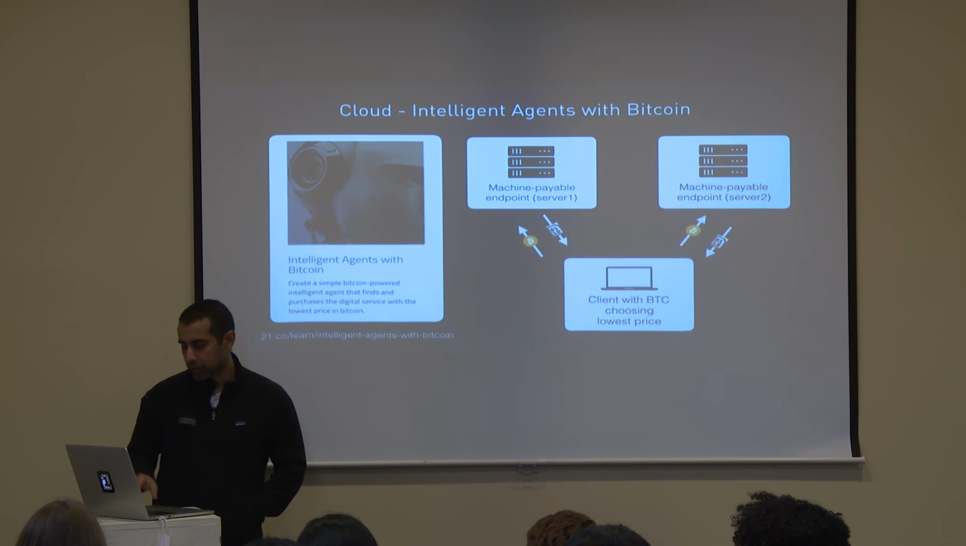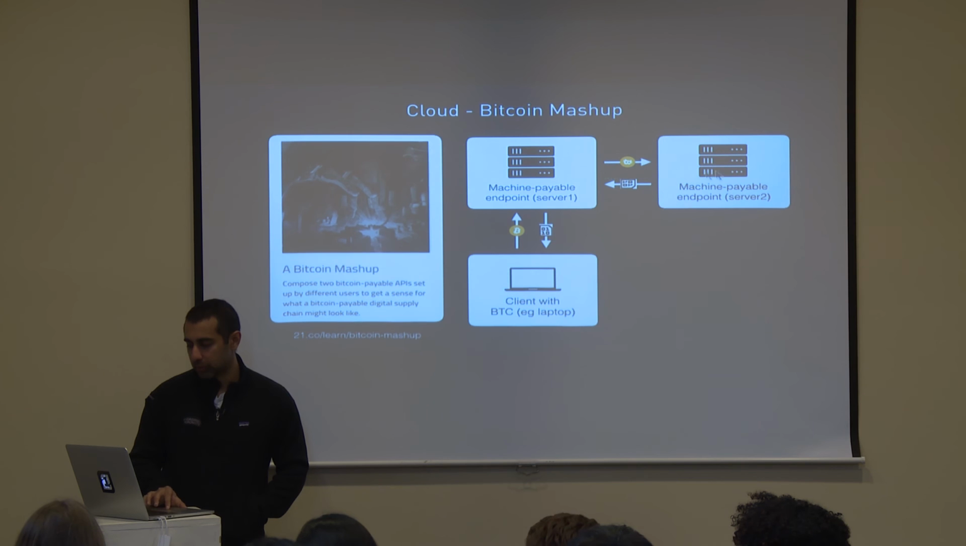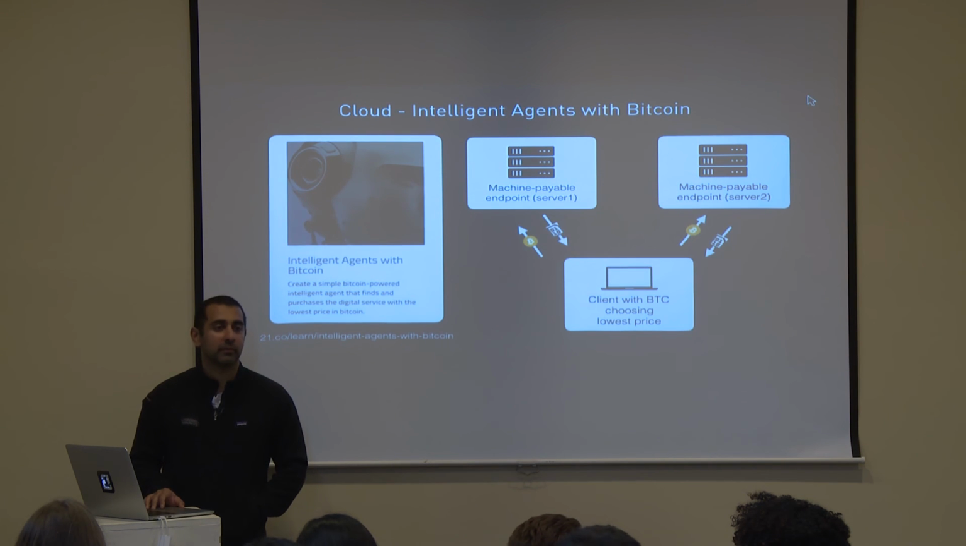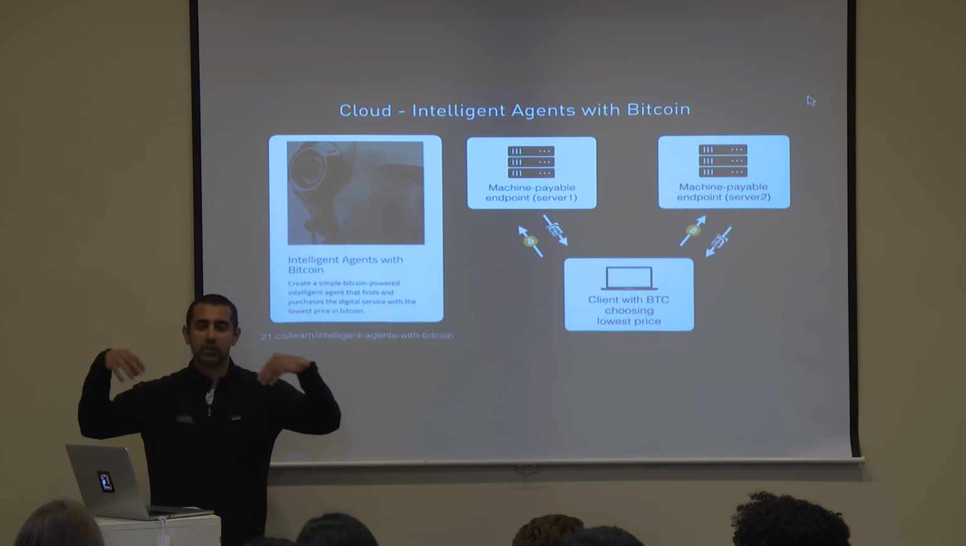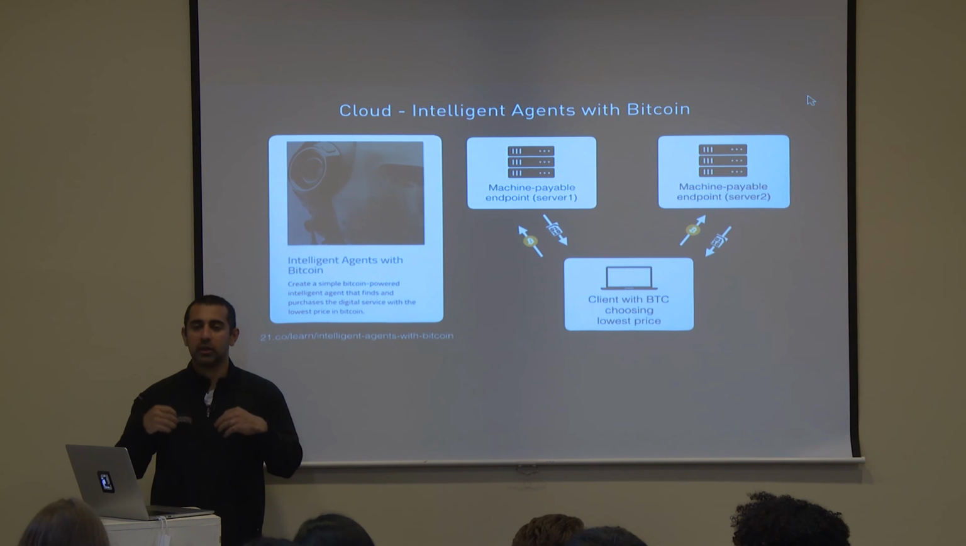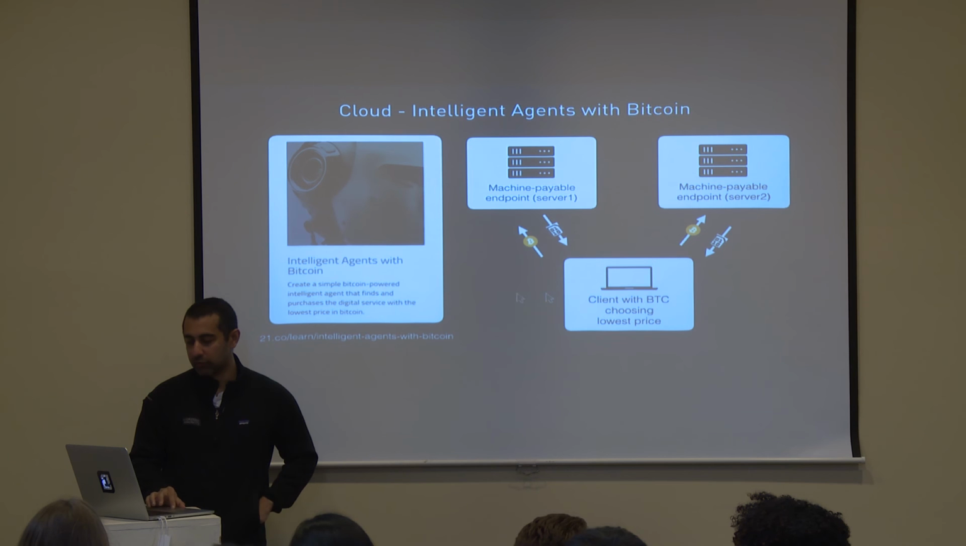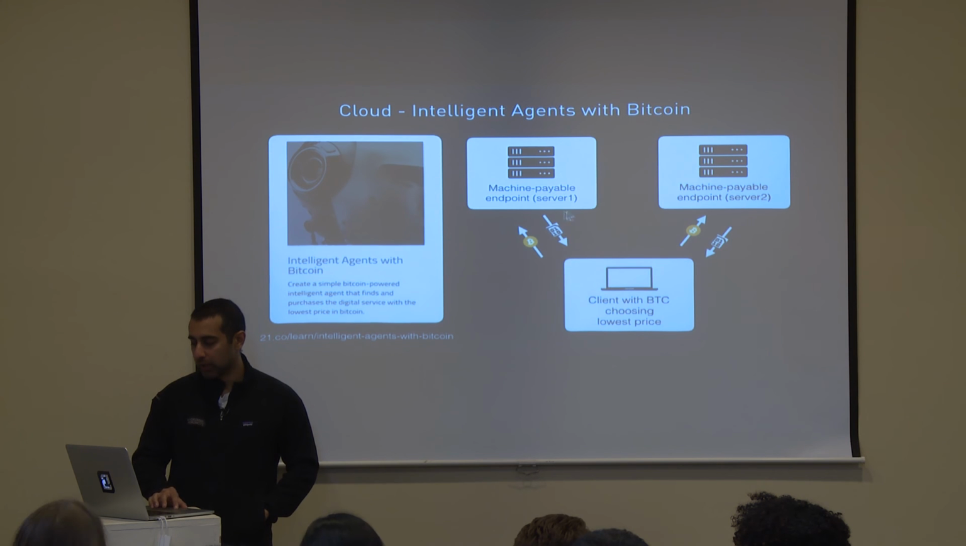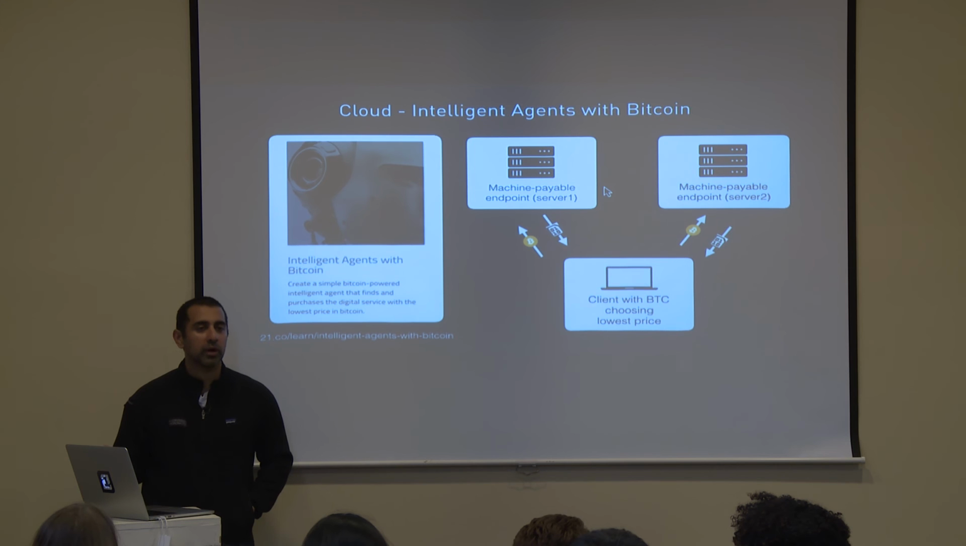All right, in this example we had 2 endpoints, and they were cooperating. But you can also have them competing. If you've got 2 servers offering the same thing at different prices, you can have a very simple intelligent agent over here. And again, all these examples are in the tutorials. You can have a client that looks between servers and just chooses the lowest price.